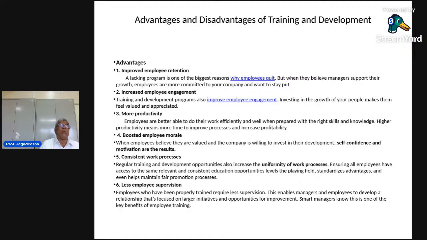More productivity. What do you mean by more productivity? Yes, when training is given to the employees concerned, the production will be defect-free. The product will be defect-free. Normally you can find no flaw, no fault in the production, and all the products produced by the organization are as per the benchmark.